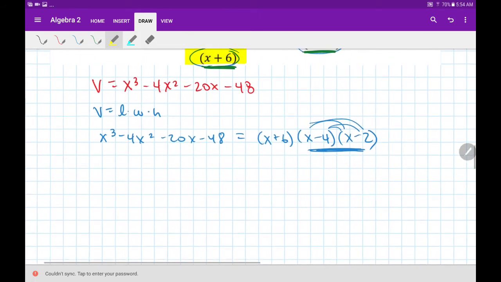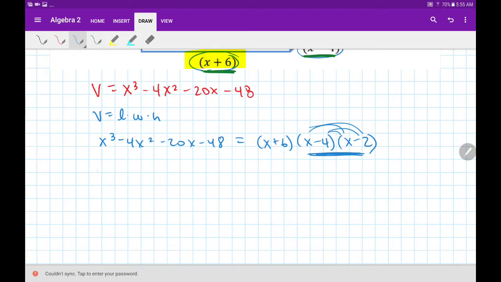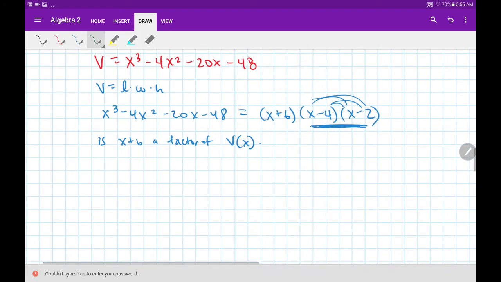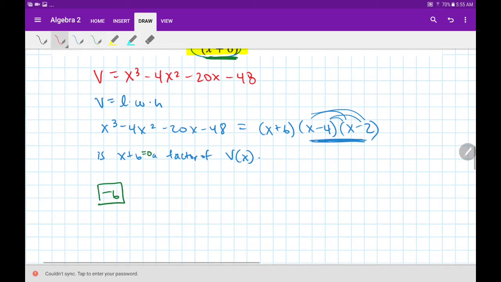So now this turns into a more familiar problem. The question is, is x plus 6 a factor of that big volume polynomial? I'll call it v of x. So let's set it up. Using synthetic division, set x plus 6 equal to 0, so negative 6 goes in our box. Since we want to check if it's a factor of volume, let's get our volume coefficients. So first of all, we have a coefficient of 1, negative 4, negative 20, and negative 48. We'll write those down.